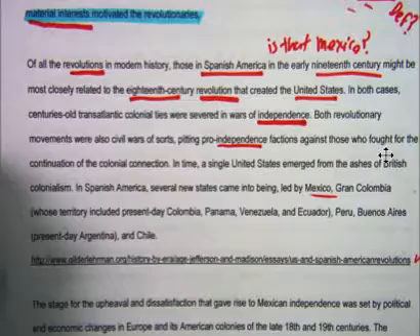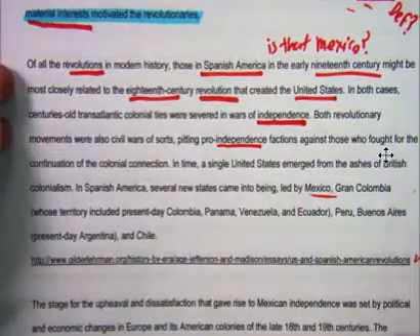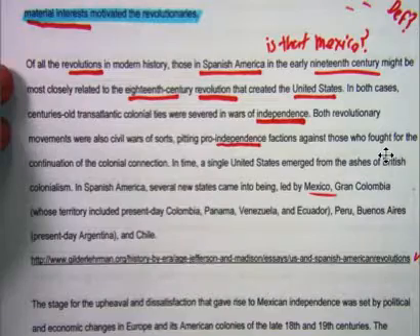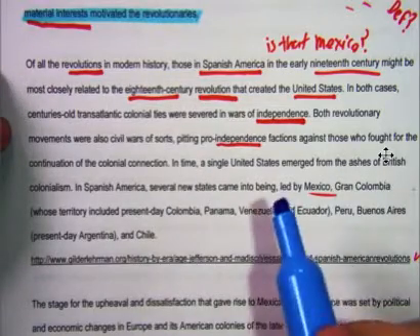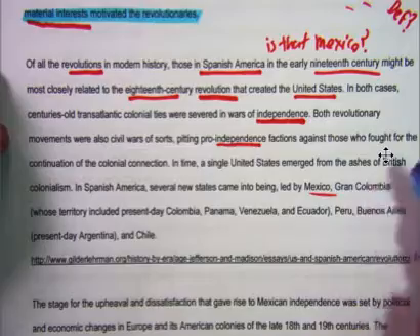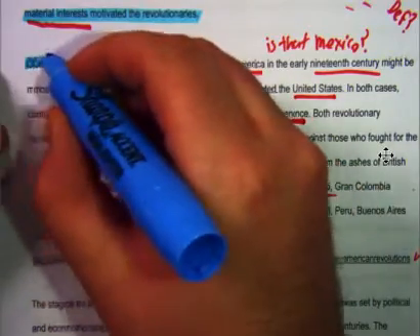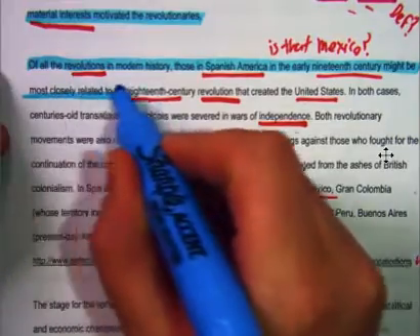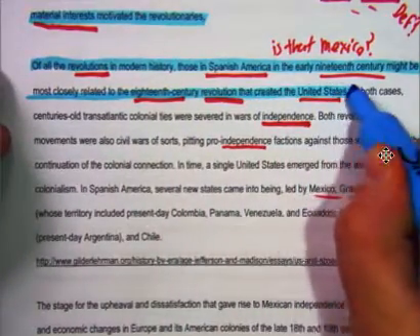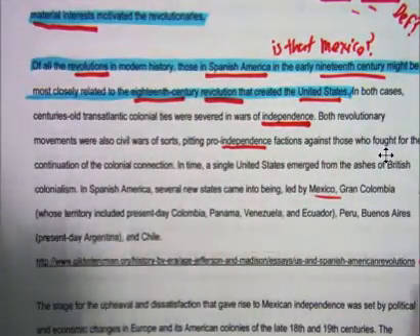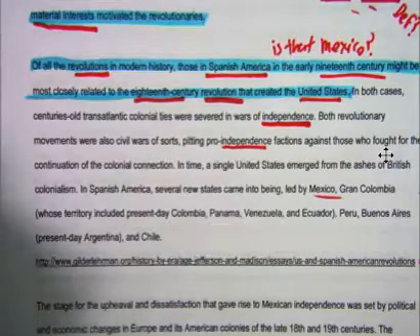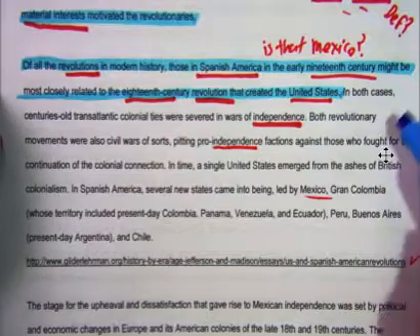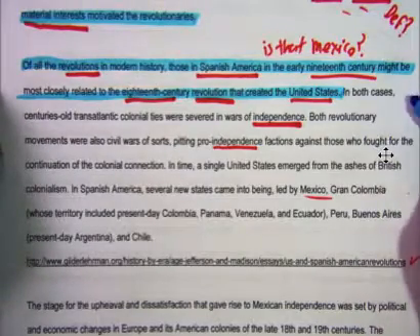Okay, let's reread that paragraph. Of all the revolutions in modern history, those in Spanish America in the early 19th century might be the most closely related to the 18th century revolution in the United States. So right here, whoever is writing this prompt, the previous knowledge, is already suggesting what the answer is, that there's a strong connection. And then they go on to list what those connections are.